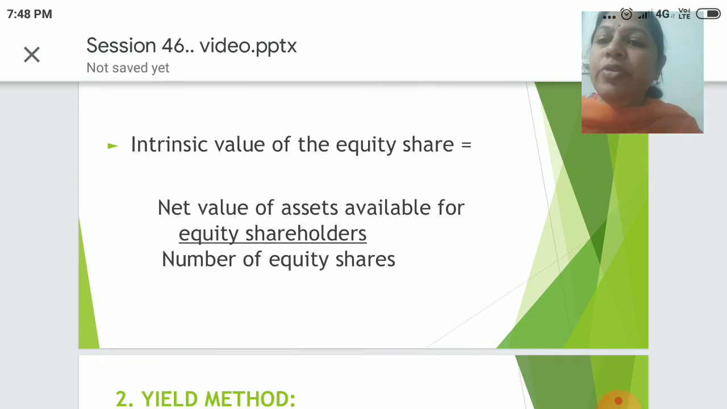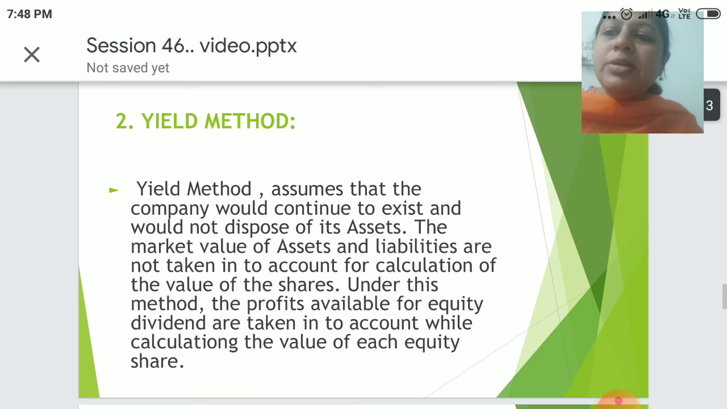Intrinsic value of equity shares formula is: net value of assets available for equity shareholders divided by number of equity shares. The second method is the yield method.